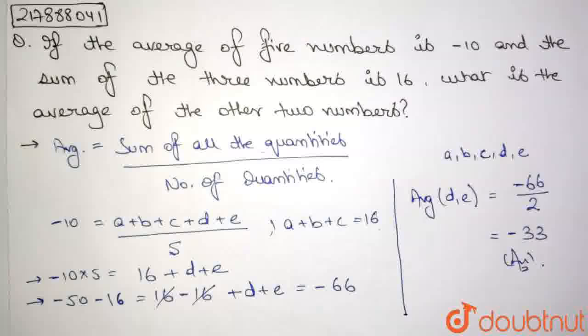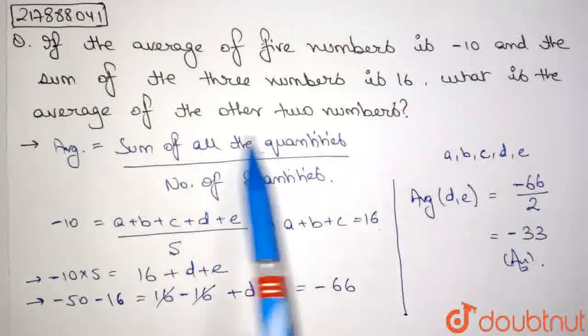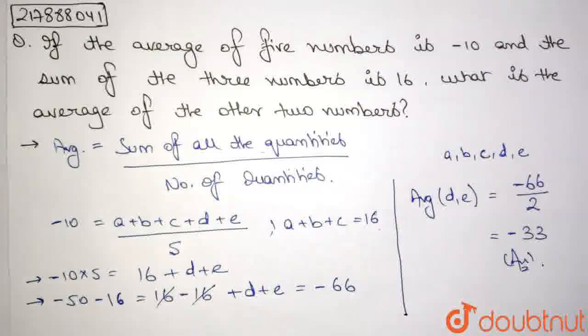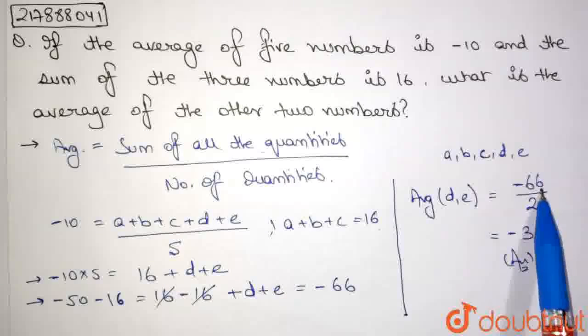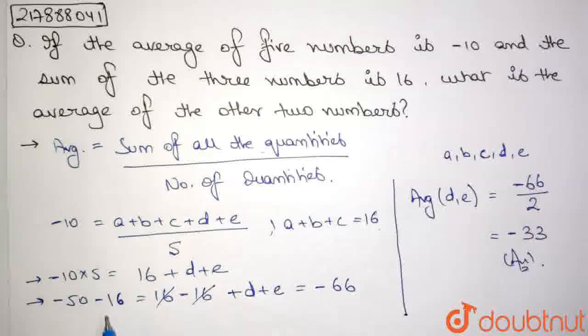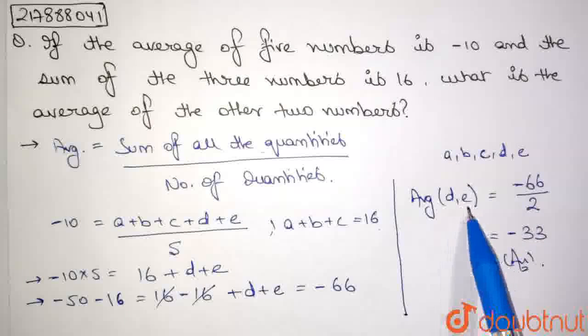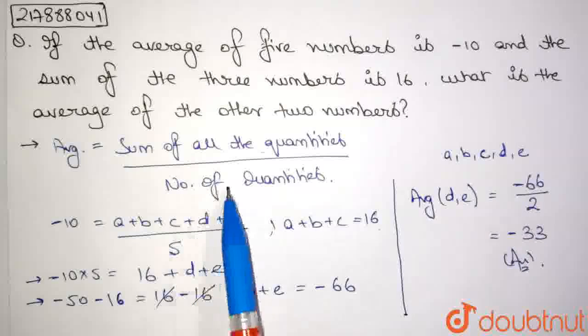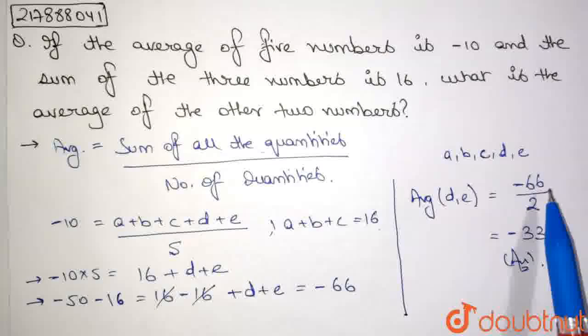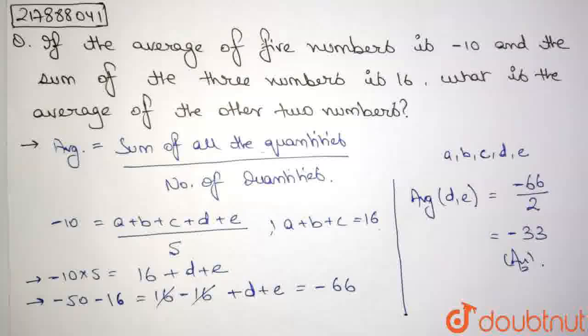And how did we find it? Using the simple formula that average equals the sum of all the quantities upon the number of quantities. Using that, we wrote the general expression for these 5 numbers. Then we substituted the value of A plus B plus C equals 16. Then we found the sum of D and E by solving the equation. Finally, we divided the sum of D and E by 2, because they are 2 distinct values. So the number of quantities is 2, and minus 66 upon 2 equals minus 33, which is our answer for this particular question. That is it guys.